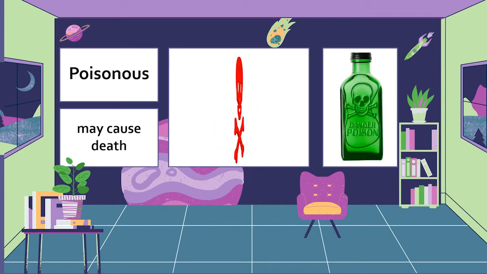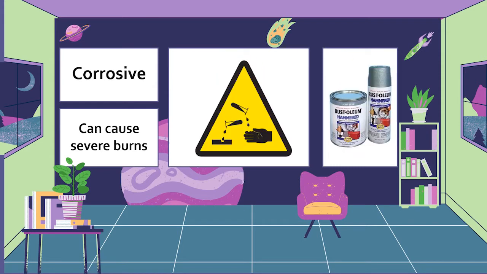Next symbol is the poisonous symbol. Seeing the symbol means that these materials are harmful to the body and may cause death. And the last symbol is the corrosive symbol. Seeing the symbol in a product means that this product can cause severe burns.